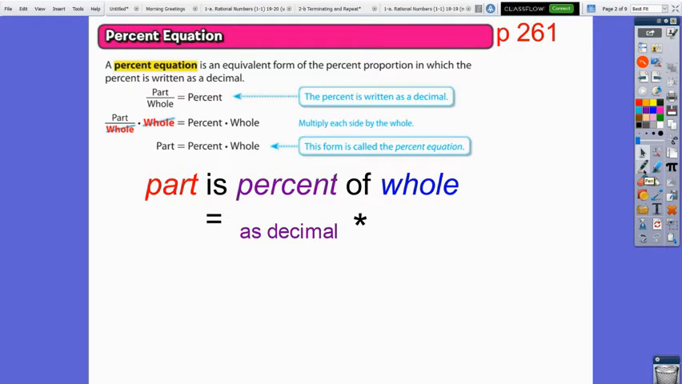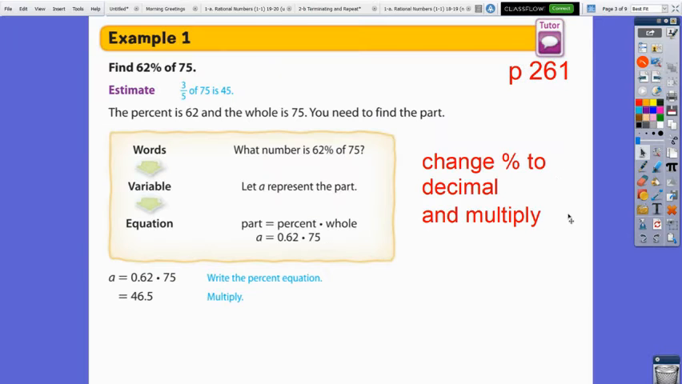Okay, so using this equation, you can also solve any percent problem. And with a calculator, these are much quicker than having to write out the percent proportion. All right, so let's take a look at the 3 different types of problems. The first one: find the percent of a number. If you're given the percent and the whole, what's 62% of 75?